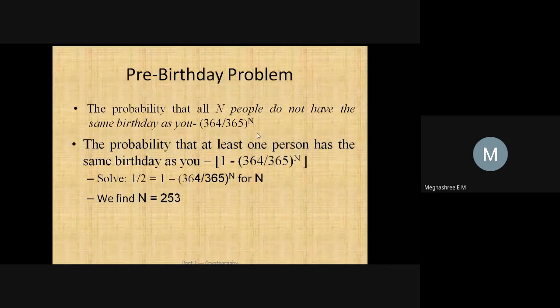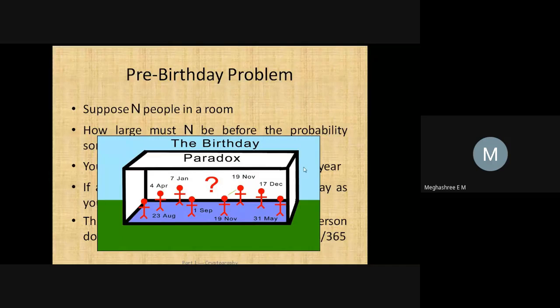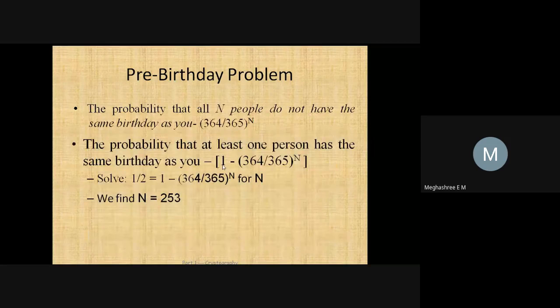Next, you have to find the probability that at least one person has the same birthday as you. According to this diagram, I have to find the probability of the one who has the same birthday as me. That can be calculated by this formula: 1 minus 364 divided by 365 whole power of n. Since n people are present, you have to find the n value here.